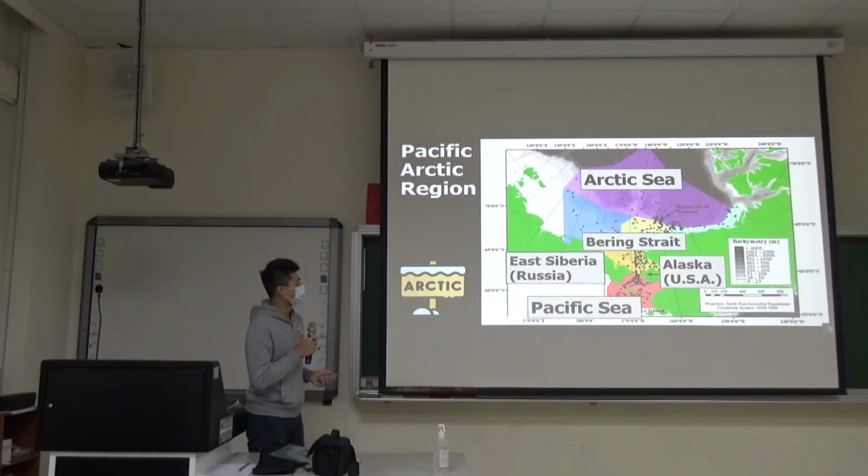Now the geographic knowledge to talk about in this paper. Many people know that the Bering Strait is a border between Asia and America. The Asian part is East Siberia, which belongs to Russia. The American part is Alaska, which belongs to the USA. And it is also the border between the Pacific Ocean and the Arctic Ocean.